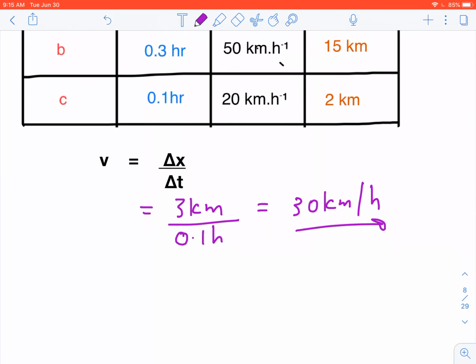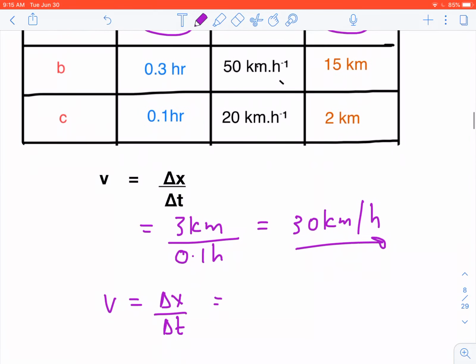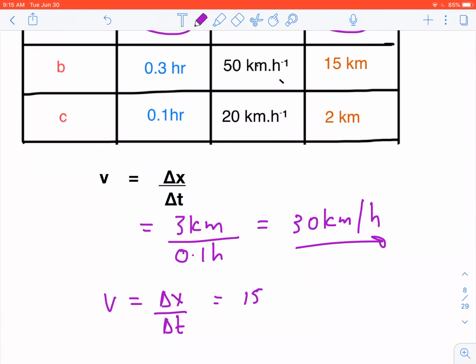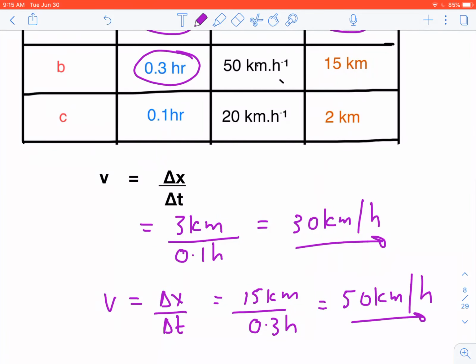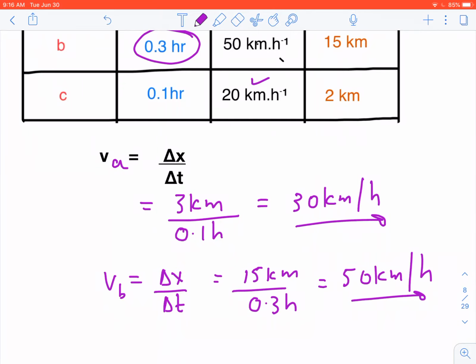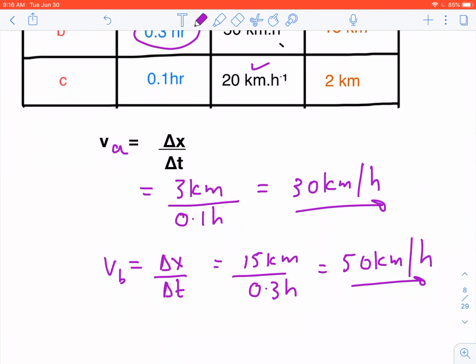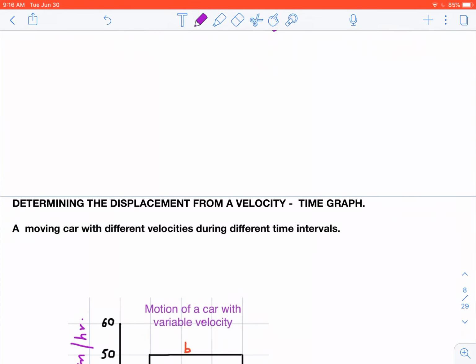Let's look at the next one. V is equal to change in x upon change in t, and that would be 15 kilometers all upon 0.3 hours, and that gives us 50 kilometers an hour. That's at B, and that would be at A. C, as you can see, is equal to 20 kilometers an hour. Now we've got this, we need to have a graph that's plotted.